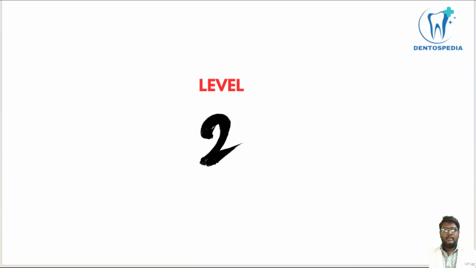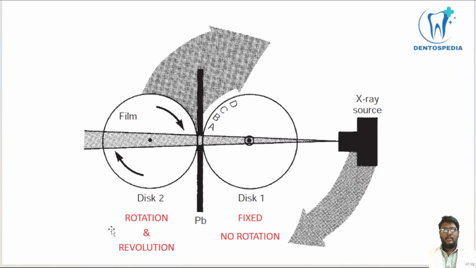Coming to level 2, this is level 1 we discussed. In level 2 the setup is the same, but there are slight changes. Here, disc one is fixed and there is no rotation. Disc two rotates and also revolves around disc one. Rotation is nothing but turning around its own axis, and revolution is nothing but it is rotating around disc one, just like Earth rotating and revolving around the sun.